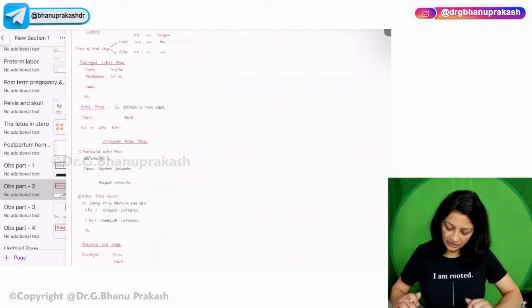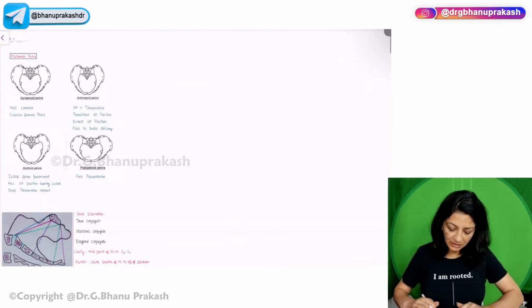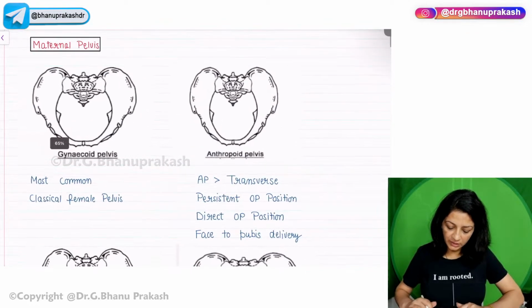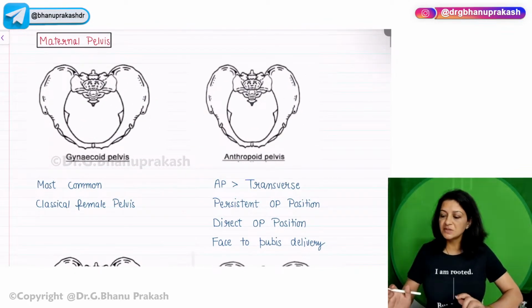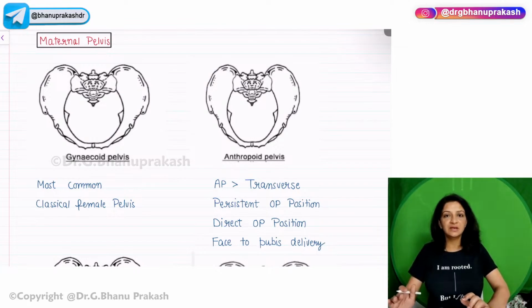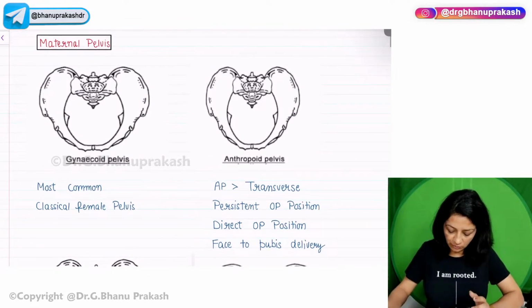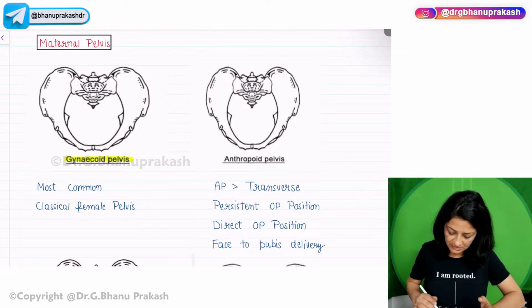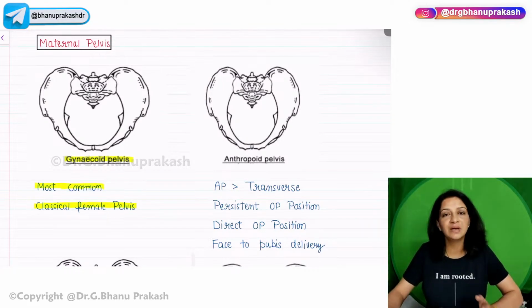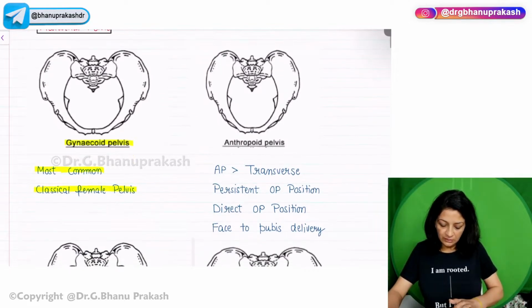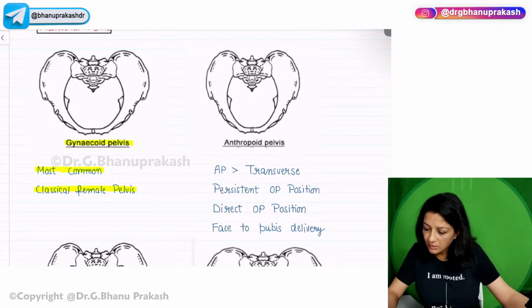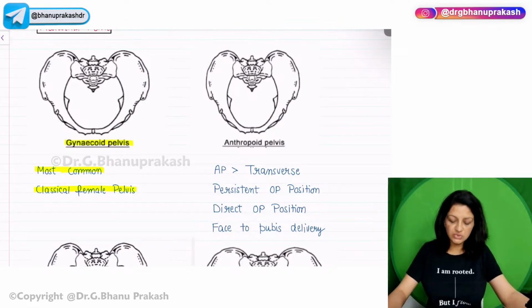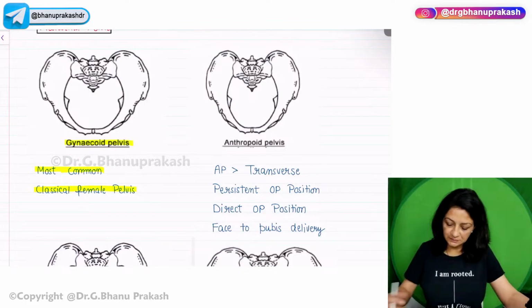So next we will discuss the maternal pelvis. Very important topic. Questions come from it every time. As we know, there are 4 types of maternal pelvis. First one is gynecoid pelvis, the most common pelvis and the classical female pelvis. Yes, gynecoid is the most common pelvis.